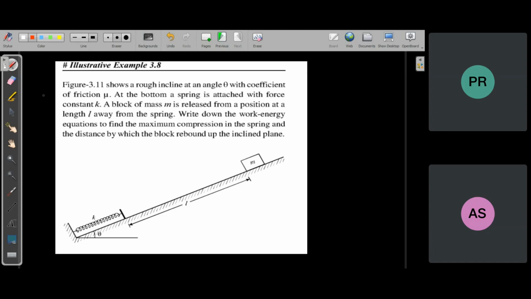And what is the work done by the spring force term? Minus half kx squared. And work done by friction is also minus. Work done by gravity is plus. Yes, now you got the correct explanation.